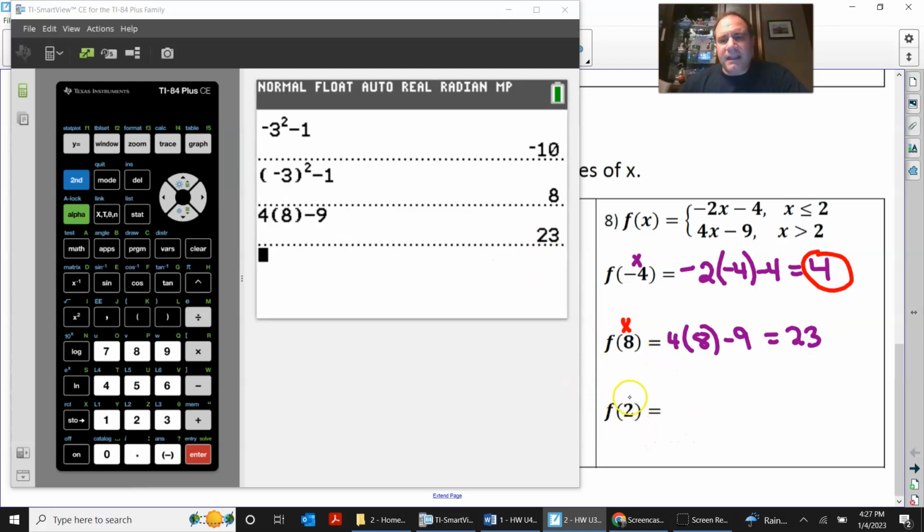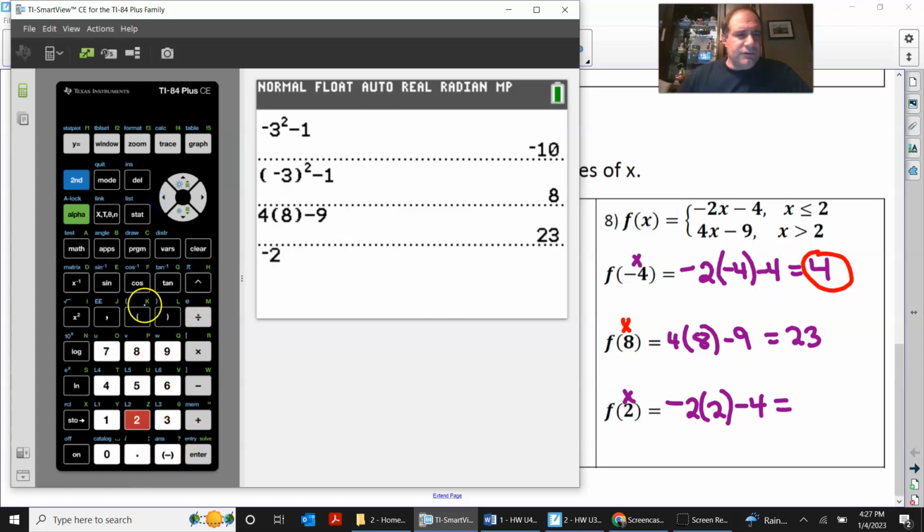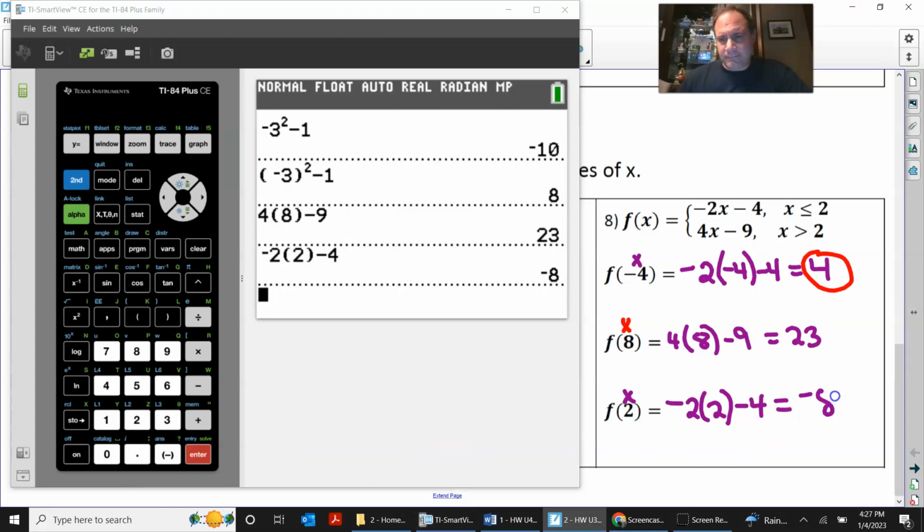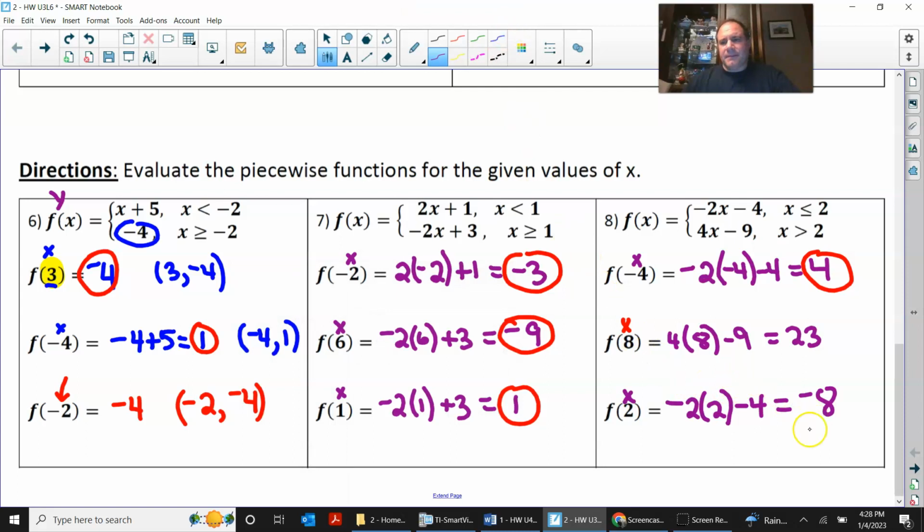And then f of 2, remember the 2 is your x. Is 2 greater than 2? No, it's not. Is 2 less than or equal to 2? Yes, it is. We're going to use this top function, -2 times 2 minus 4. -2 times 2 is -4. And if you really want to just check the calculator, negative 2 times 2 minus 4, grab that calculator, is negative 8. And that's it.